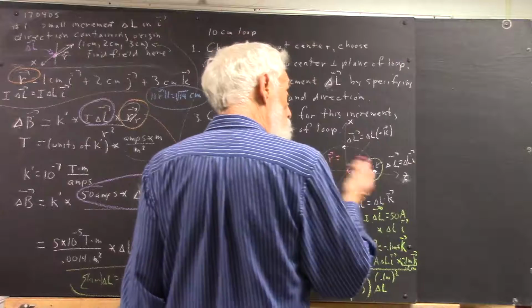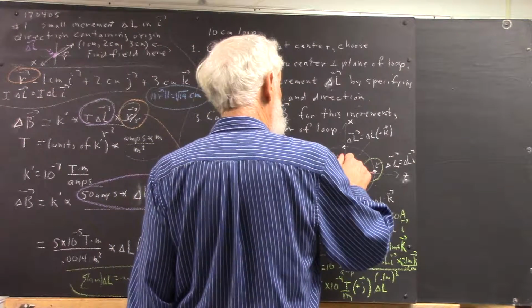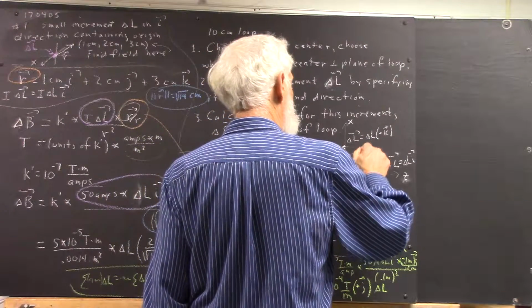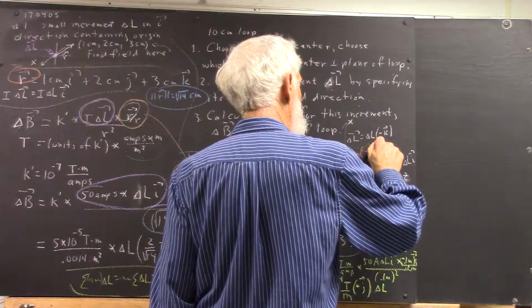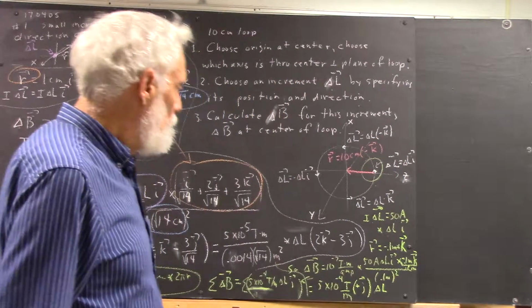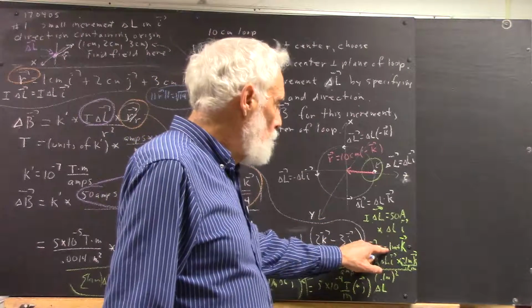And the R vector has a definite magnitude. It's 10 centimeters times negative k, which is, of course, negative 0.1 meter times k.